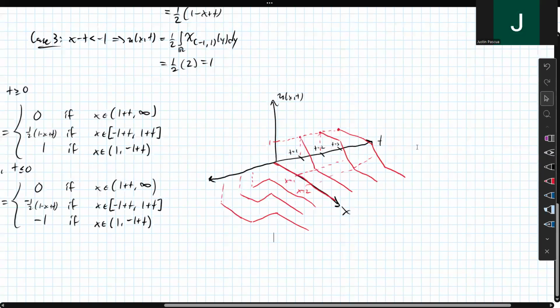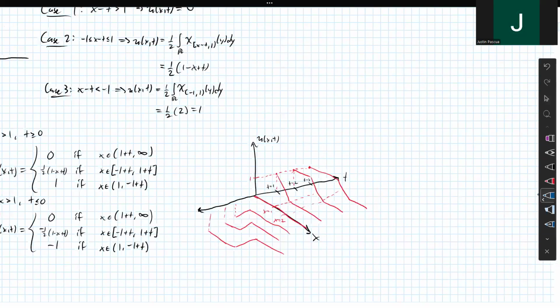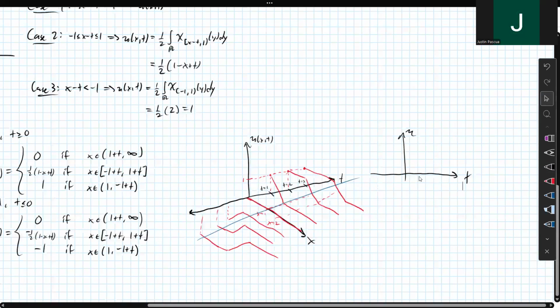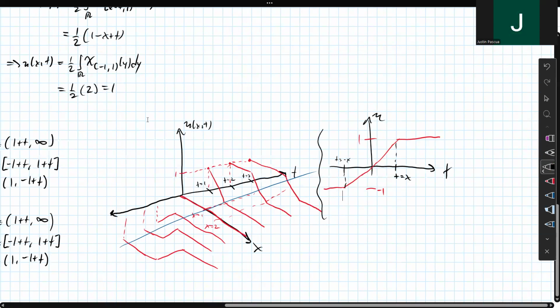Right, so the problem asks for a sketch of u as a function of t. So that'll look like slices in this direction. So we're fixing x and we're watching u vary in time. So here, the picture is kind of like this, where this is 1, this is negative 1, and this is t equals x. Right, so this is the sketch.